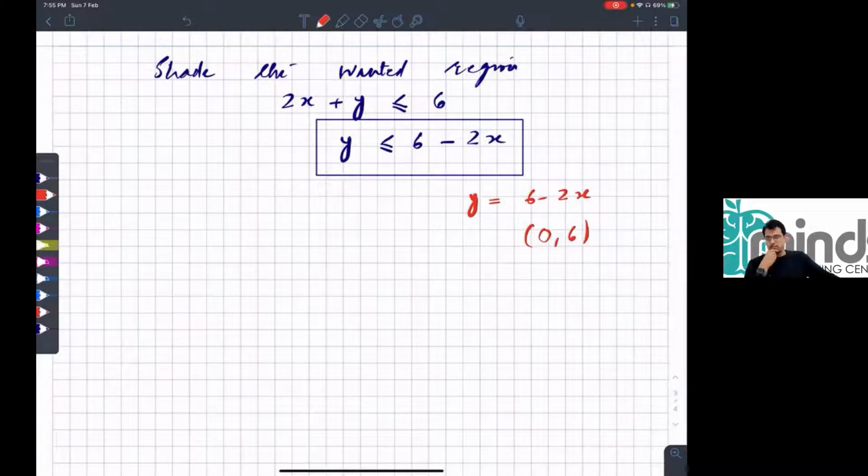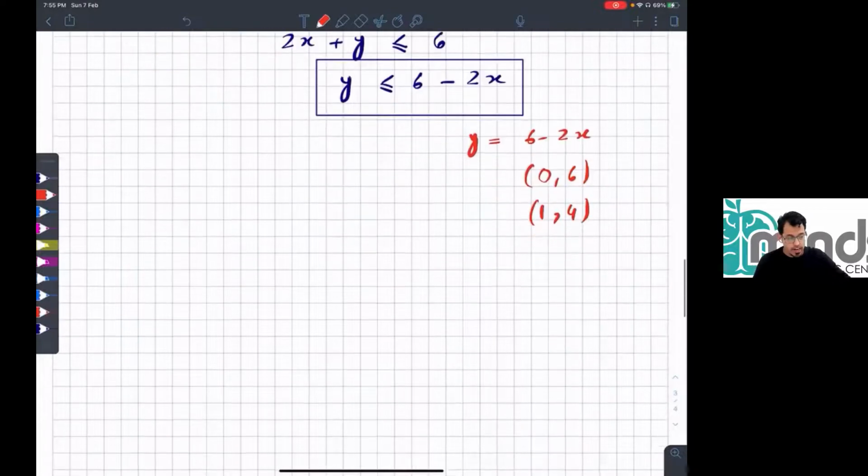Huria, Minal, Tisha, you don't agree or you forgot to raise your hand? Okay. Now, if I put x equal 1, do you agree y will be 4? Because if I put x equal 1, it will become 6 minus 2, that is 4. We got 2 points. Now plot the line.